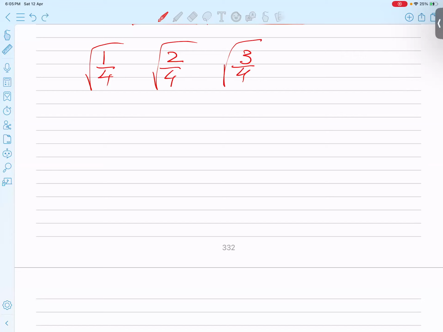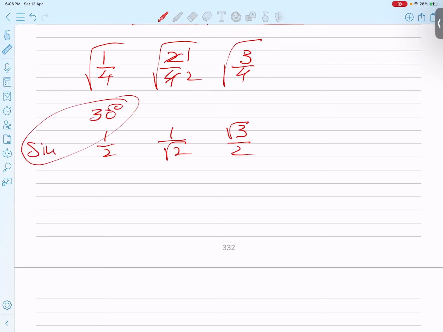Root of 1 is 1. Root of 4 is 2. Okay, alhamdulillah. I got root of 1 is 1, root of 2 is root 2, and root of 3 is root 3, and root of 4 is 2. Mabruk. This is the sine 30 degree value.